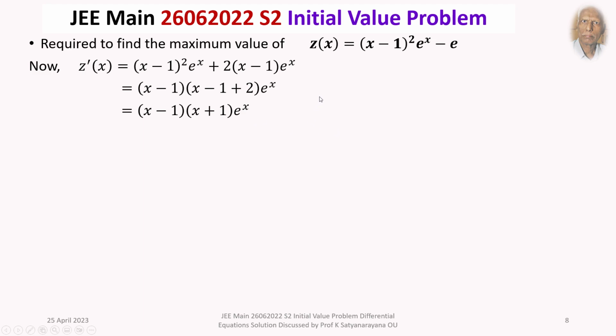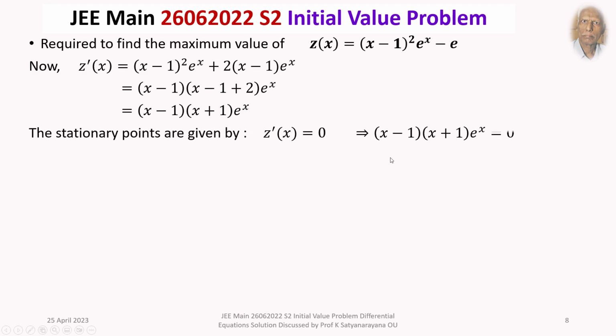Anyway, to obtain stationary points, we equate z prime x equal to 0. We get x equal to minus 1 and x equal to plus 1 as the stationary points. And when you equate, e power x will never be 0. Therefore, these are the two factors which give rise to the roots, and they are the stationary points. Agreed. Now we talk about the maximum value, whether z of x attains a maximum or not. To talk about that, we take its second derivative.